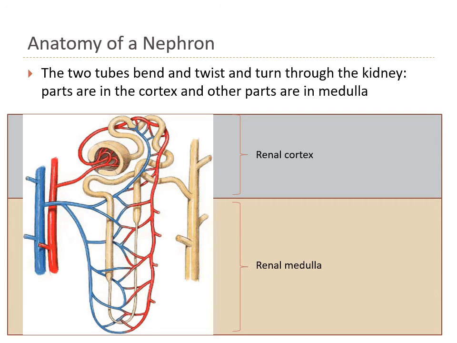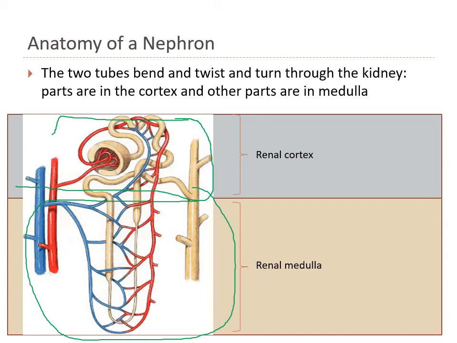Okay, so this is what it looks like, and we're going to go into detail on that image on the left in just a minute. But what I want to highlight here for you first is that this part is going to be found in the renal cortex, that outer rind of the kidney, whereas this part of the nephron is going to be in the renal medulla, and specifically in the renal pyramids. So just to orient yourself.